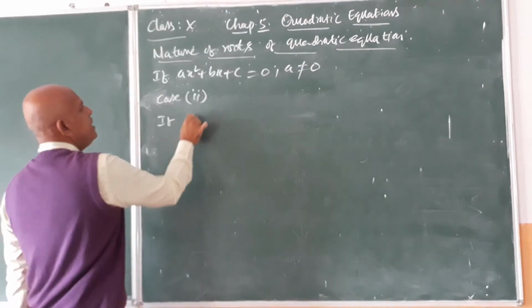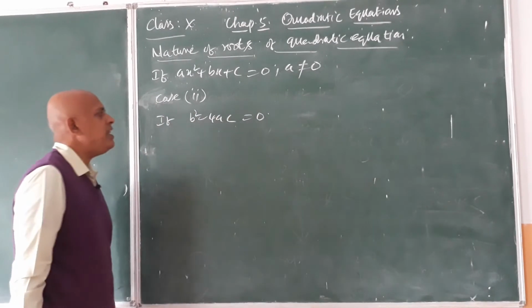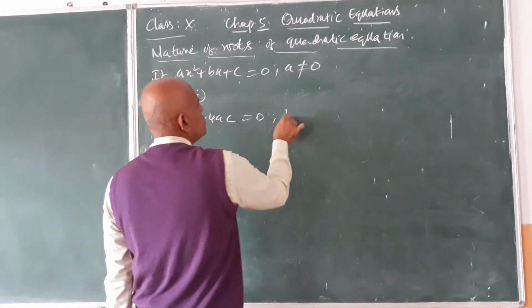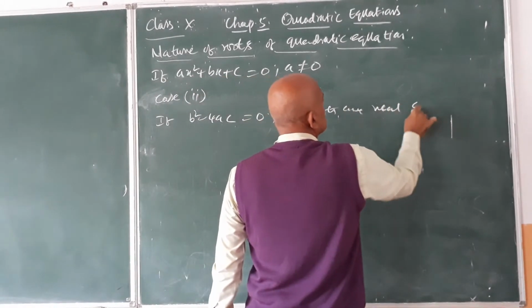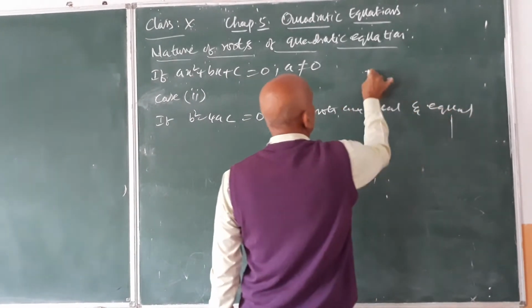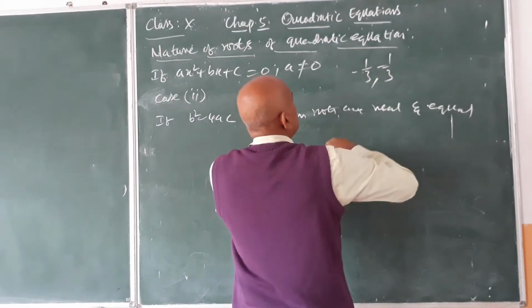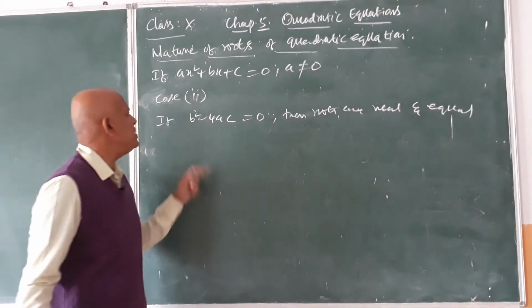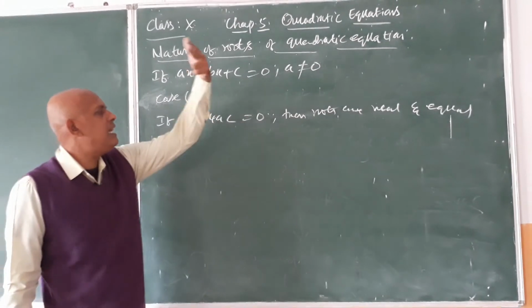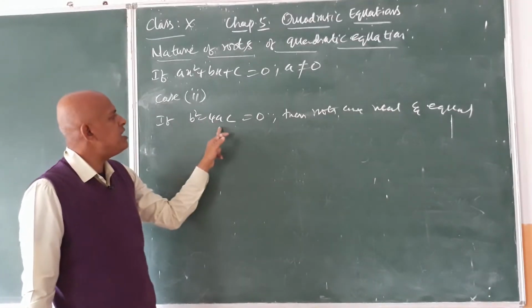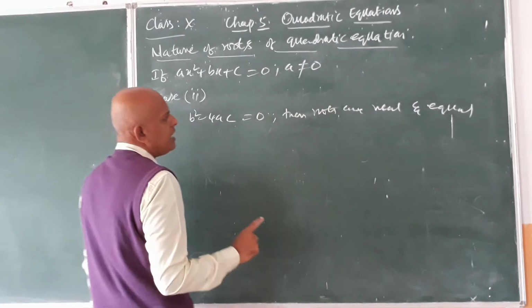Now case 2 is b square minus 4ac is equal to 0. If b square minus 4ac is equal to 0, then the roots are real and equal. For example, one root is 3 and another root is also 3. One root is 1 by 3 and another is also 1 by 3. One is minus 1 by 3 and another is also minus 1 by 3. You get equal real roots when the discriminant value b square minus 4ac is equal to 0. In the first case, greater than 0 means real and distinct. In the second case, if b square minus 4ac is equal to 0, the roots are real and equal. Two real and equal roots we get here.